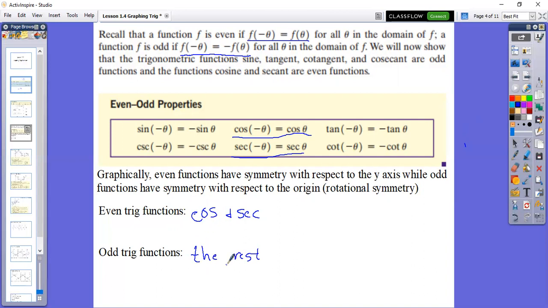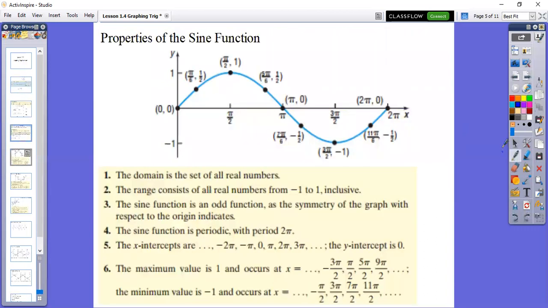And with the odd trig functions, if I can draw one portion of the graph on one side of the origin, then I can rotate it around the origin to get the other side of the graph. So we're going to look at each of the graphs. In class, we're going to actually draw some of these graphs. But basically, what I want you to do is take a look at these pages. And we've talked about all these things and why they make sense.